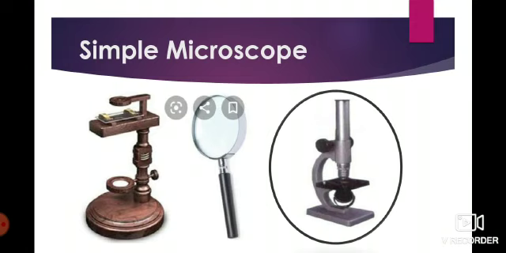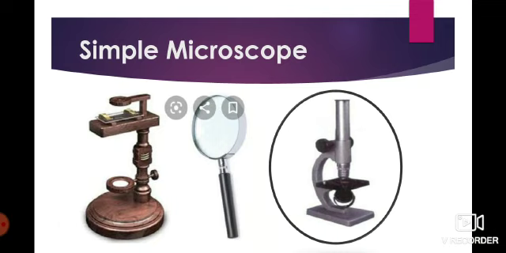It has a convex lens of short focal length and is placed near the eye to get the enlarged image of a small object. That is the microscope which helps to enlarge the small object, and the simple microscope has a convex lens which is placed near your eyes to get the enlarged image of the object.